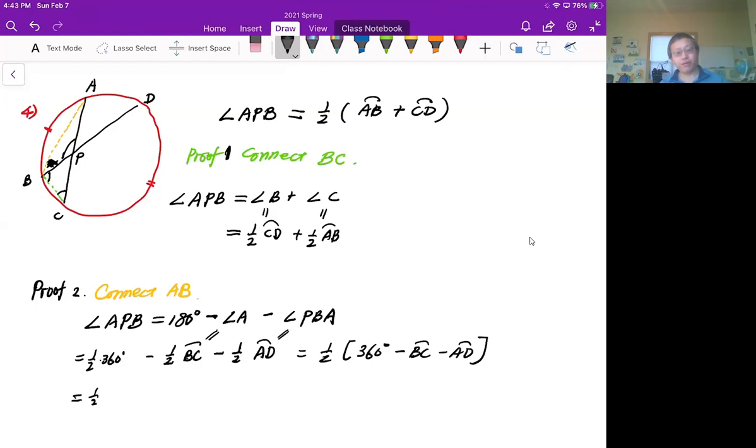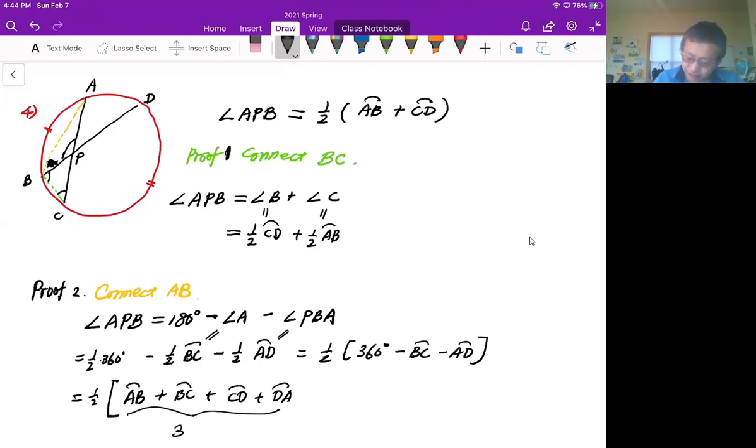All right. Okay. But now, what's the 360 degrees? Well, 360 degrees is just the entire circle, right? That's just the entire circle. So that means I'm going to rewrite 360 in terms of arc AB, arc BC, arc CD, and arc DA. Does it make sense? The arc measure of the entire circle is 360 degrees, right? And then subtract your BC arc, subtract your AD arc.